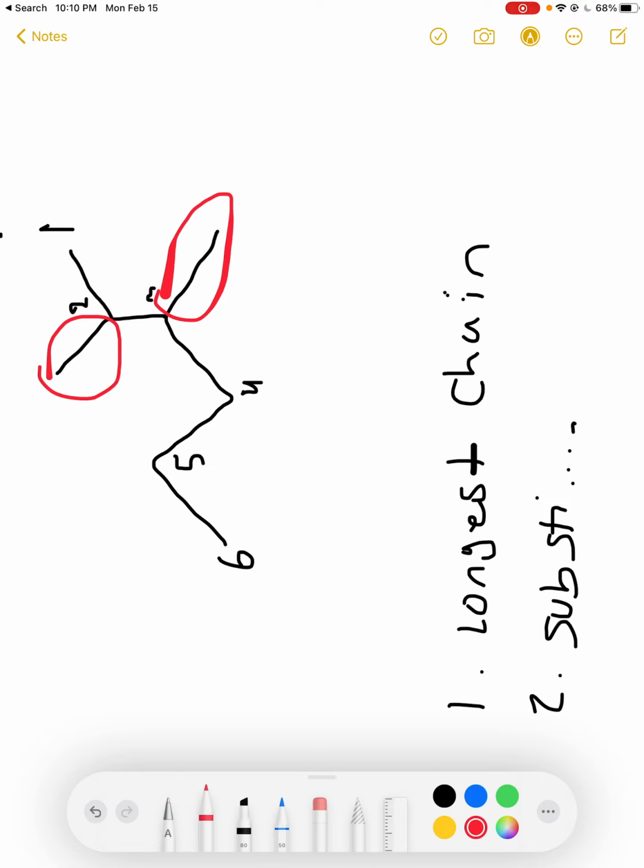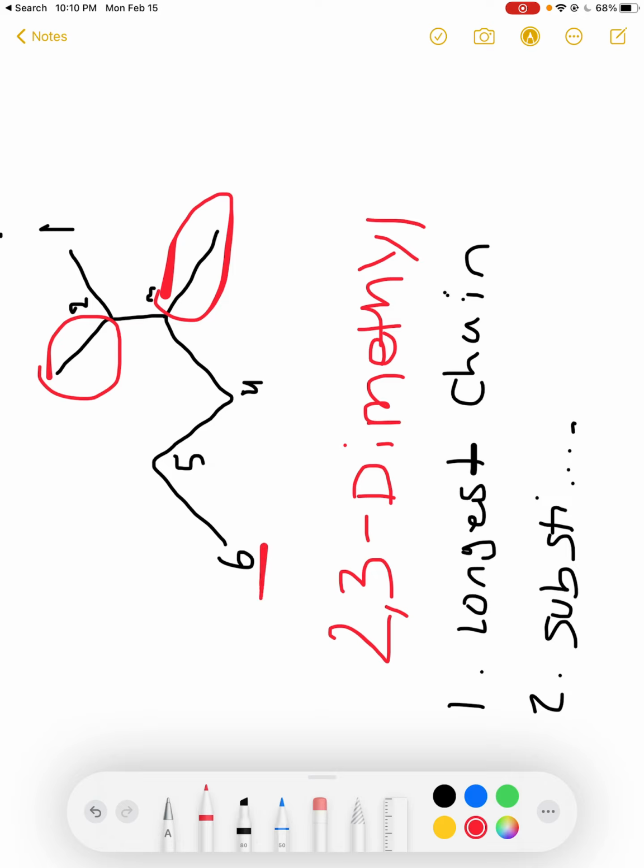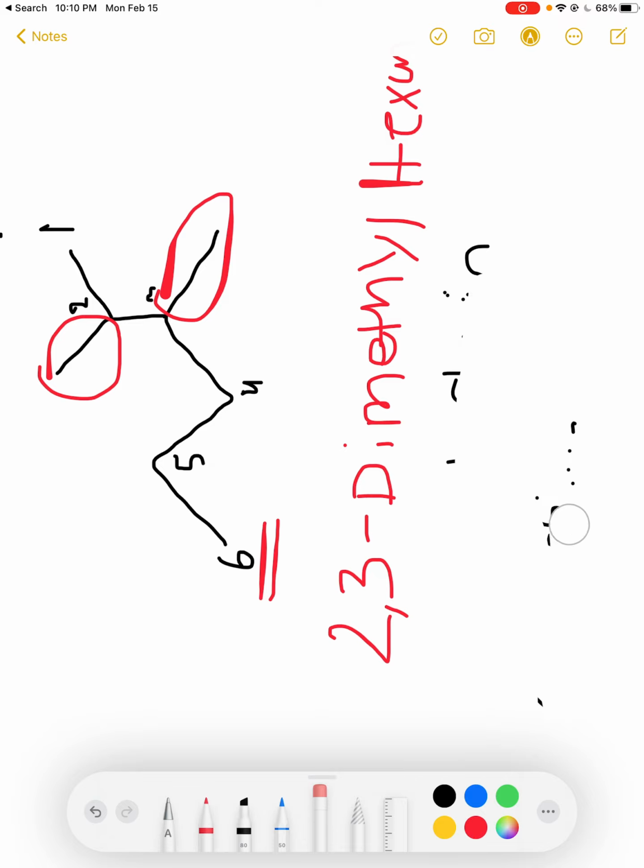So which means our structure is going to be 2,3-dimethyl. And because it was 6, it's going to be hexane for 6. Hexane. I ran out of space. But that will be the name for the first chain she gave us. So I'm going to erase that and go on to part B.